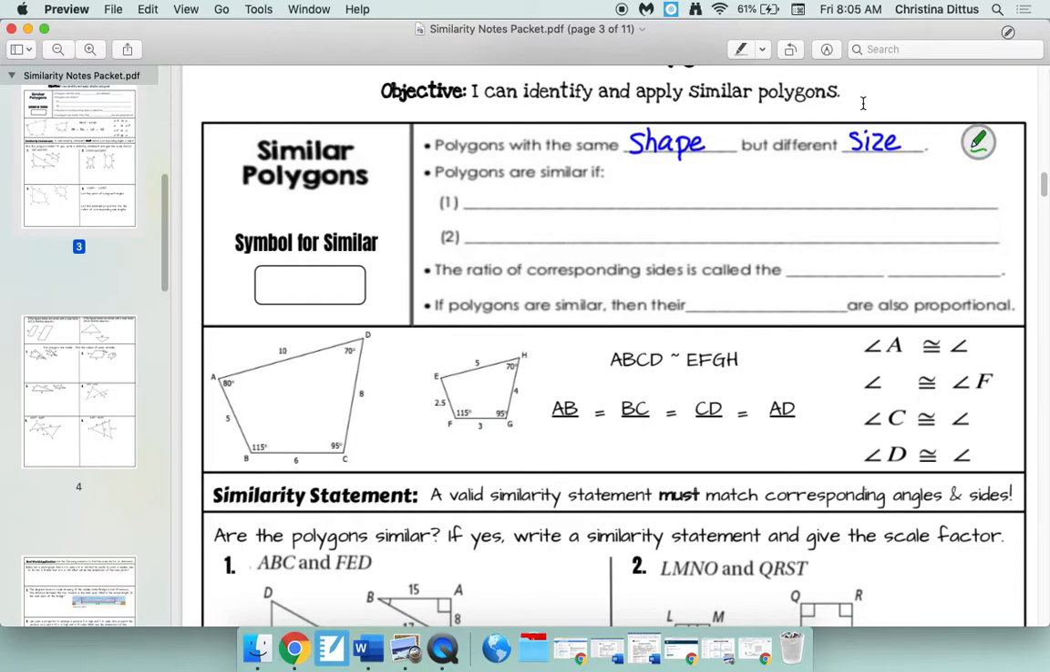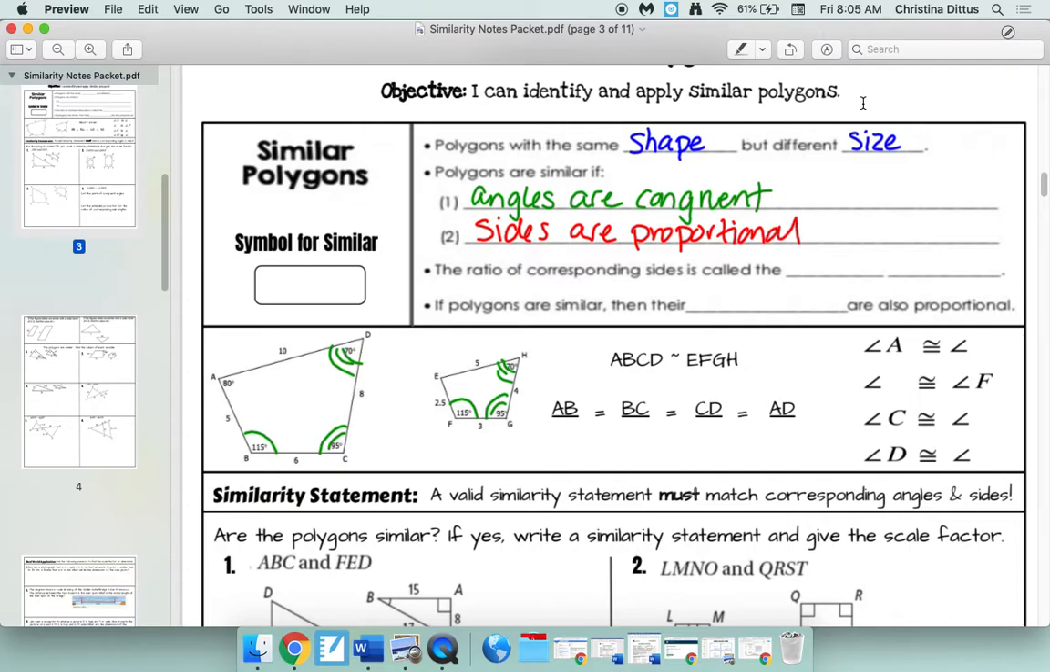Two things that we need. Polygons are similar if our angles are congruent. So notice that one doesn't say similar. Your angles have to be the same. If you look at this first example, our 115 and 115 match, 95 and 95, 70 and 70. So our angles have to be the same. When you have similar polygons, your angles are the same. However, your sides are proportional.